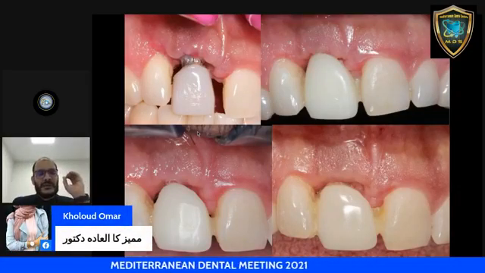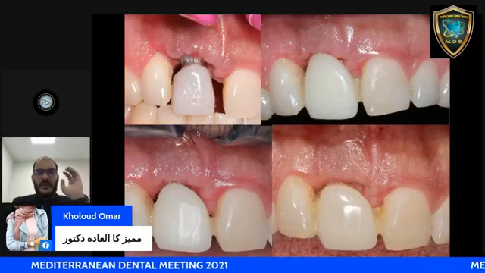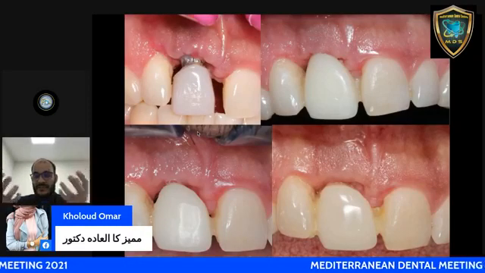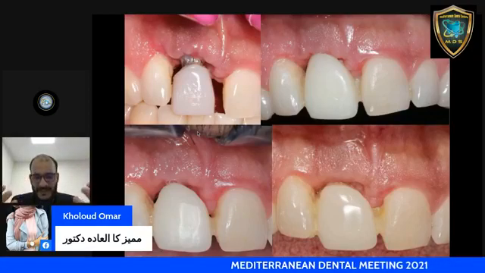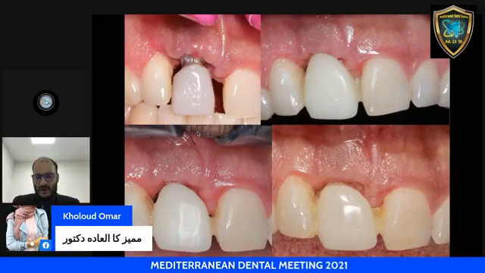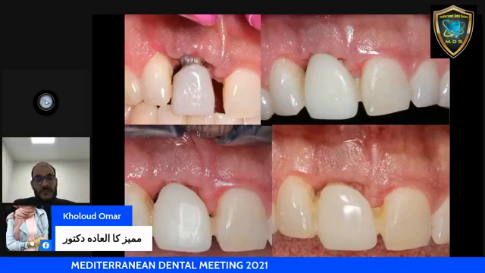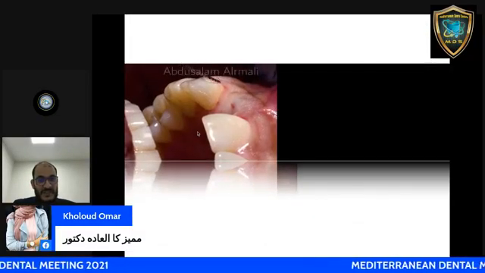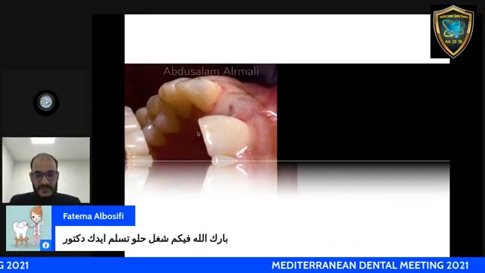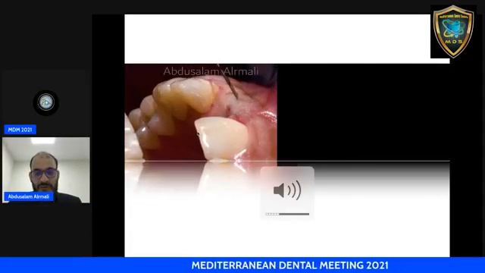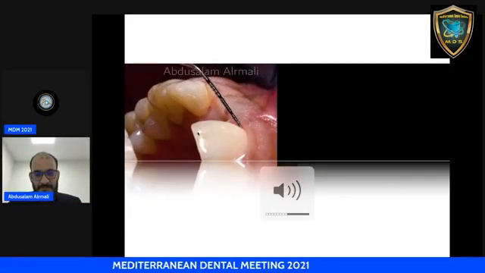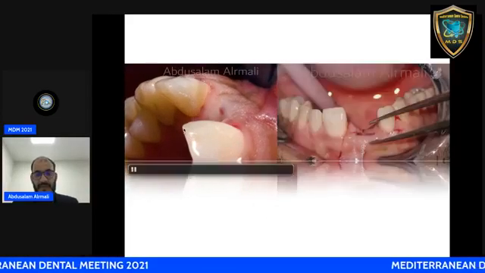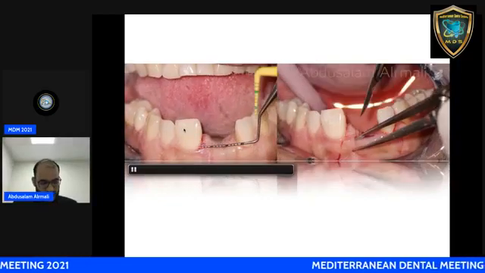Why? Because the case is a disaster. We try to optimize the interproximal tissue, to get as much interproximal soft tissue as we can, because this will give you the support on the day of surgery. And this is after 6 months. This is the day of surgery.